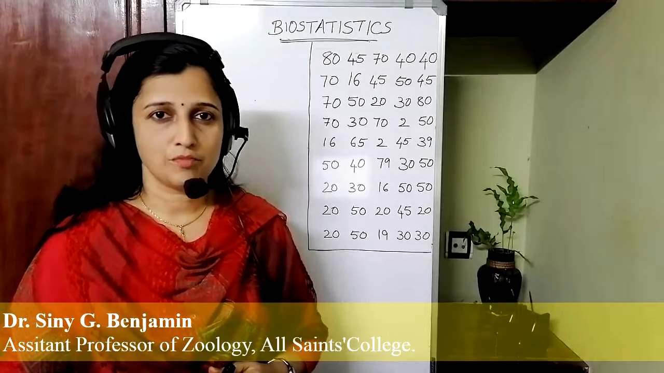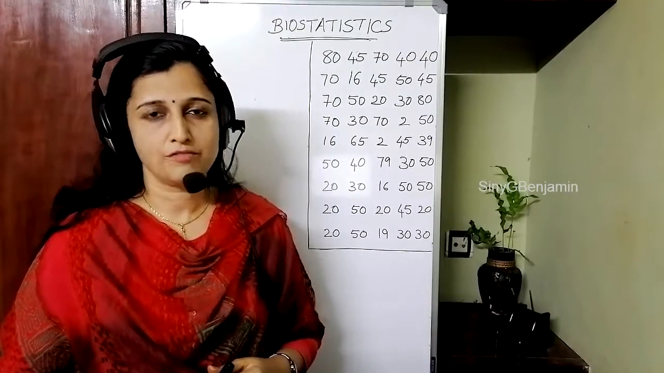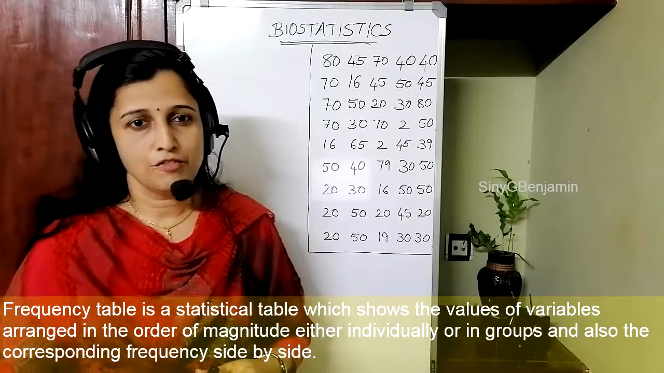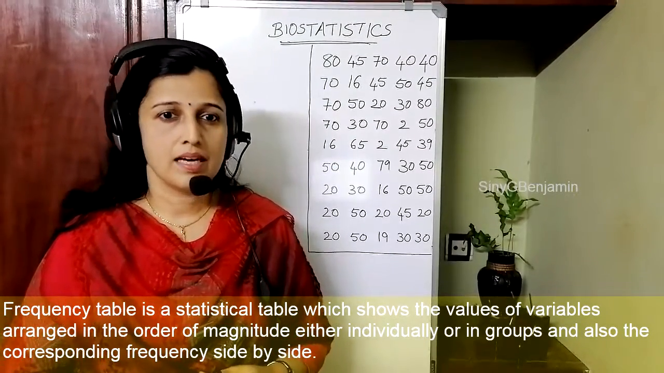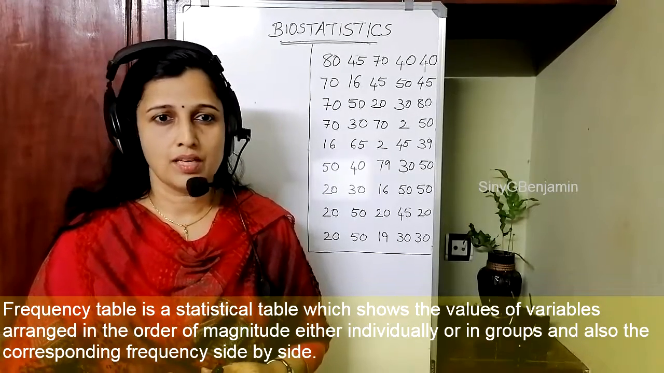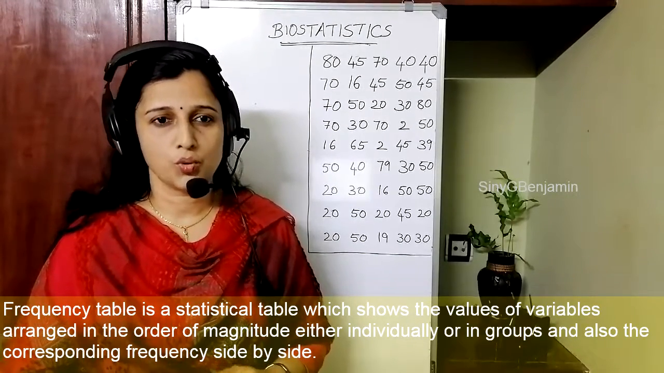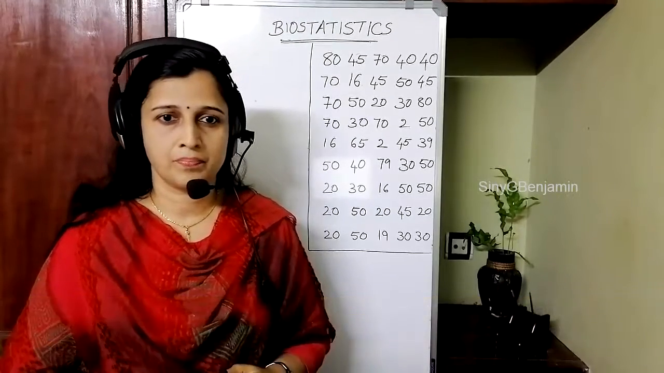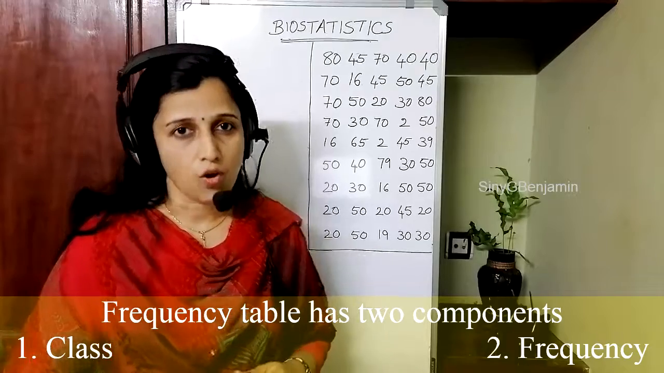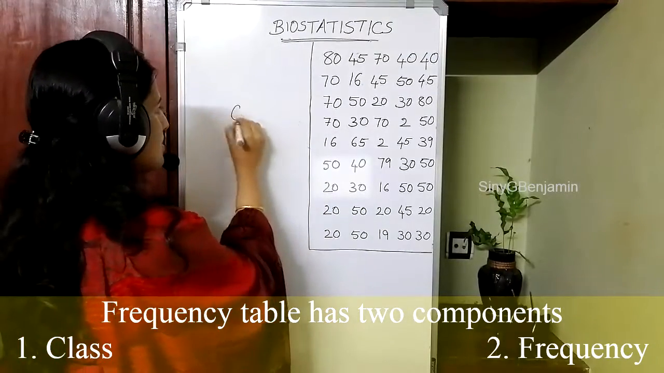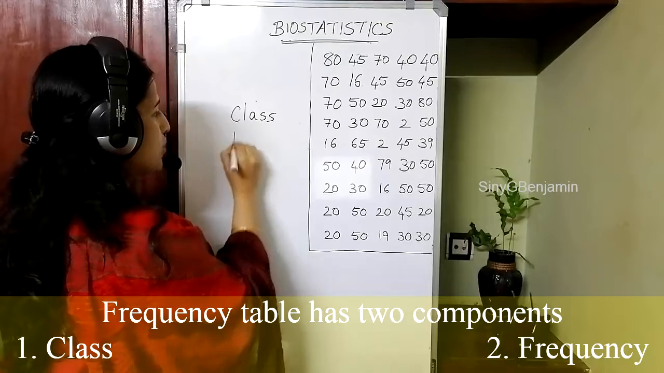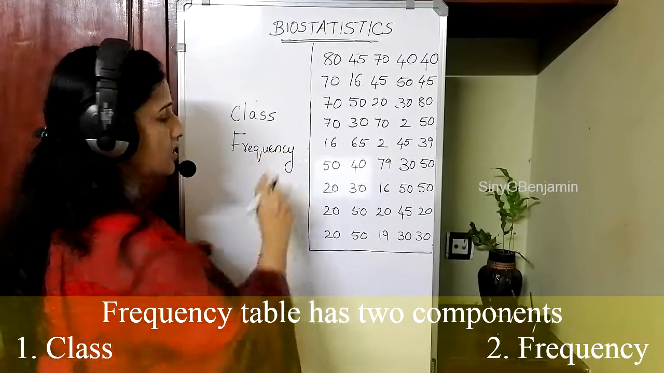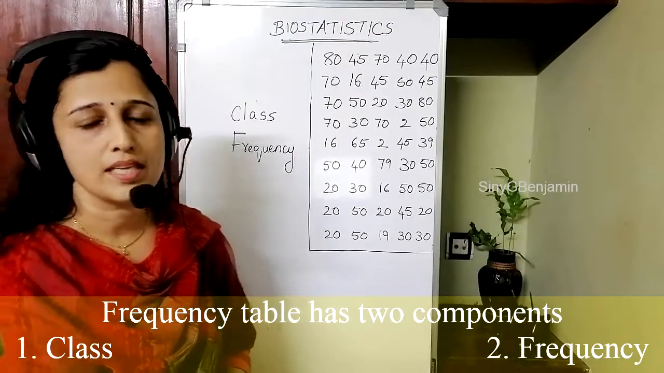In the second tutorial of biostatistics, I'll be talking about frequency table. Frequency table is a statistical table which shows the values of variables arranged in the order of magnitude either individually or in groups, and also the corresponding frequency side by side. Frequency table has two main components, that is class and frequency. Class and frequency are the two main components of a frequency table.